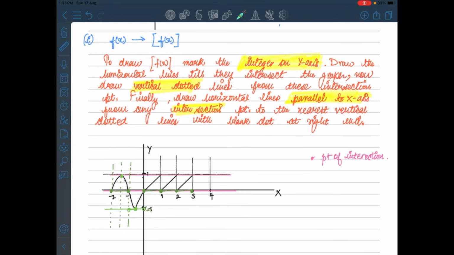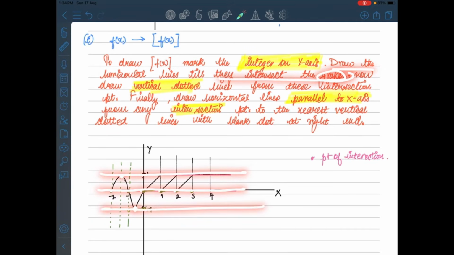Next, what you are supposed to do is, you have to mark integers on the y-axis. Keep in mind, on the y-axis. Over here, since the graph is very small and it is touching at maximum this and this, I will draw these 2 lines along with this line. Don't forget this, because 0 is also on the y-axis, so of course a line should pass through this. So this and this, these are the 3 lines. Okay. Next, draw the horizontal line till they intersect the graph. For example, at this you can see all the intersection points, you mark them. Here, you mark all the intersection points. Here, you mark all the intersection points.